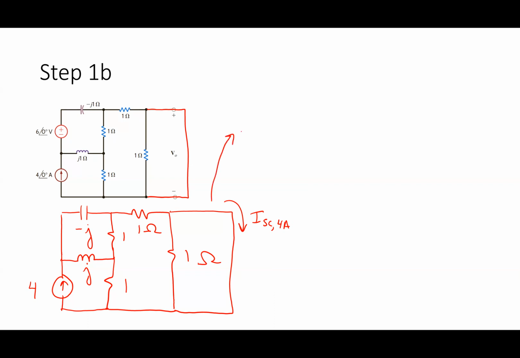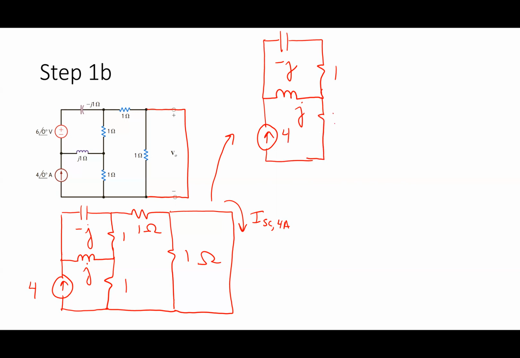So that's going to turn this into, here's negative J. Here's 1. Here's J. Here's a 4 amp source. There's another 1 ohm, and then another 1 ohm. And the other 1 ohm is gone.